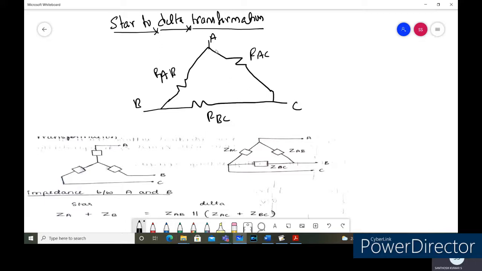In this network it is not possible to apply series combination. Why? Because there is a connection at node A, a connection at node B, and a connection at node C. So it is not possible to apply the concept of series and parallel combination. At that time we can make use of the conversion. This network appears in the form of a delta, and we can convert it into a star network, replacing this delta network with the equivalent star network.